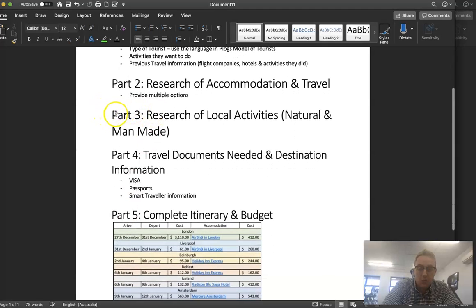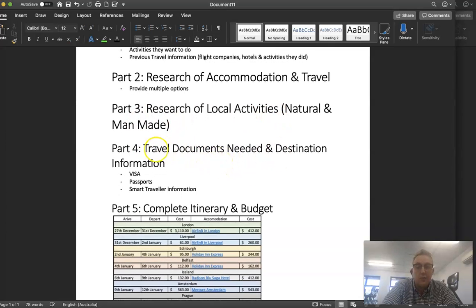Then part 3 will be the research of local activities. That's where you need to include both natural and man-made activities. You need to list what they could potentially do, and why they might choose to do it. Also, that's where you would need to include the cost of that activity. And then part 4 is just your travel documents needed and destination information.